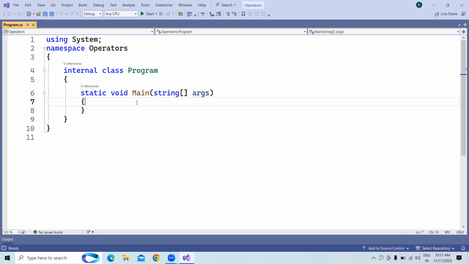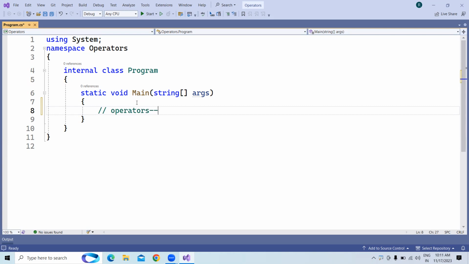Hello everyone. In the last class, we discussed type conversions in C#. Now we are going to discuss operators in C#. What are operators, and what can we perform with these operators?